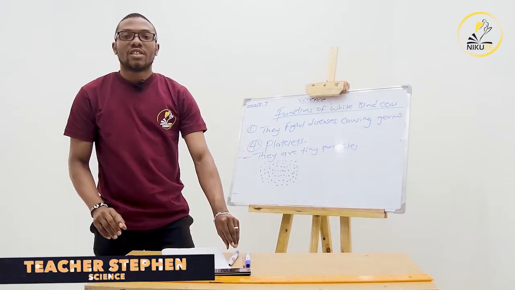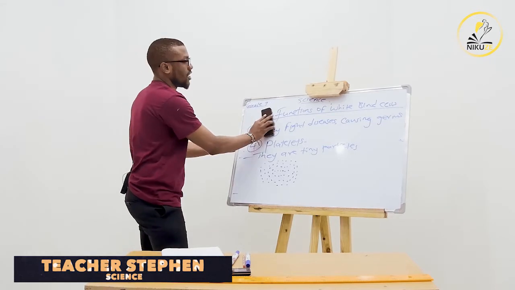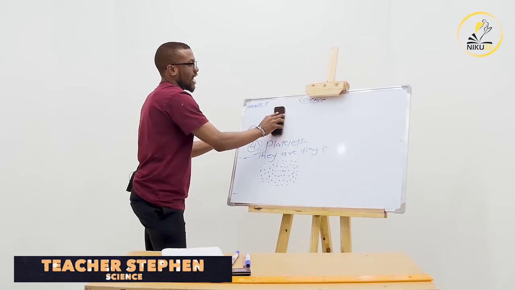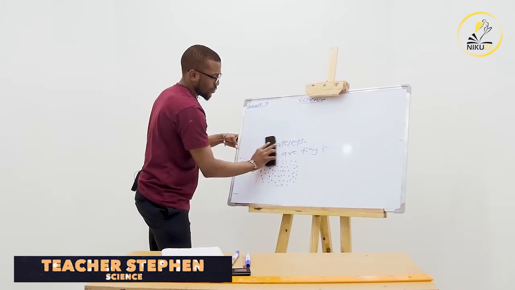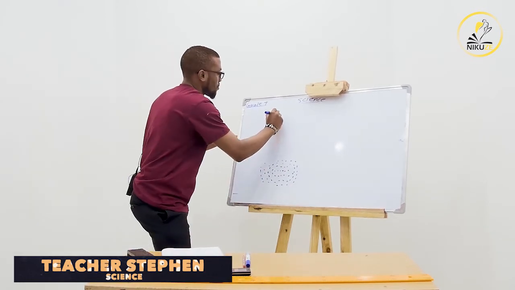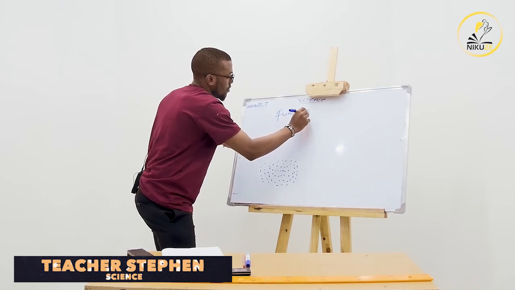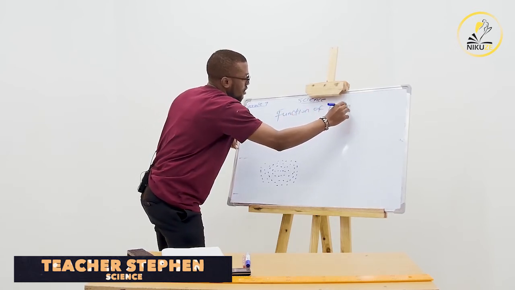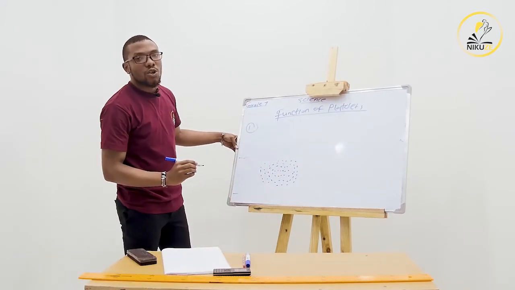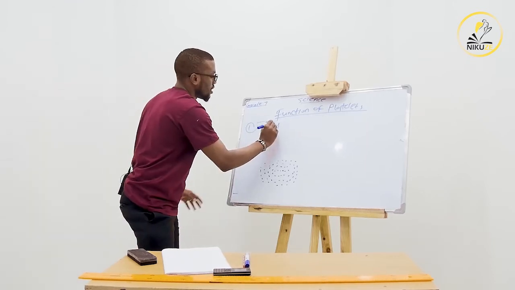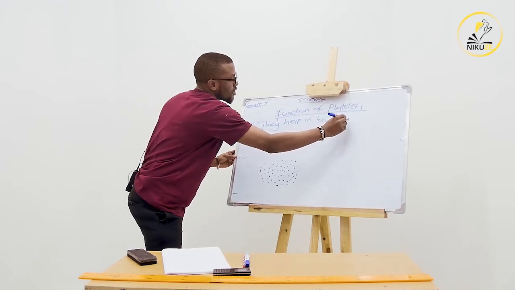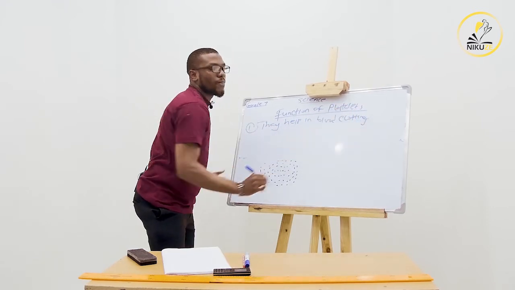Very quickly, let's move to the function of platelets. As a component of blood, how do they help in our body? What is their function? That's what I want us to look at right now. Function of platelets. Number one, they help in blood clotting. What does this mean?